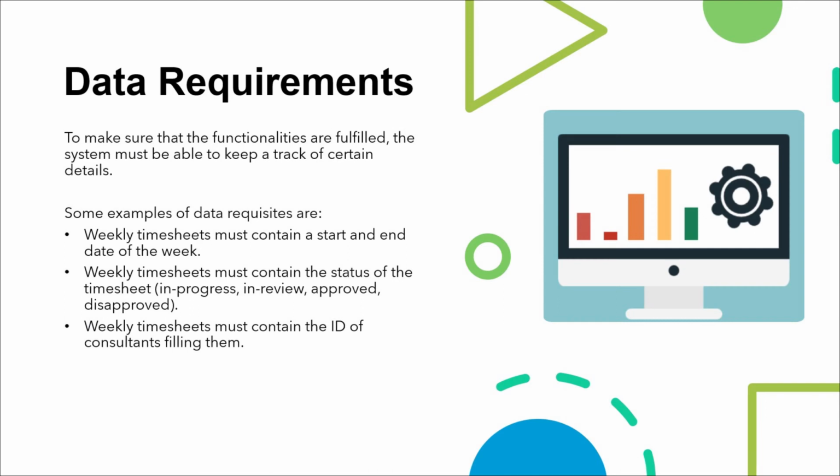Data requirements for our system users. Our system users refer to the people who use the system to perform their jobs. They are our use case actors. Our system must make sure that all the data requirements for the system users are fulfilled and must be able to keep track of specific details. Some examples of data requirements for our system users: weekly timesheets must contain a start and end date of the week. It should include the timesheet status, like in progress, in review, approved or disapproved, etc. The system should also have the ID of the users.